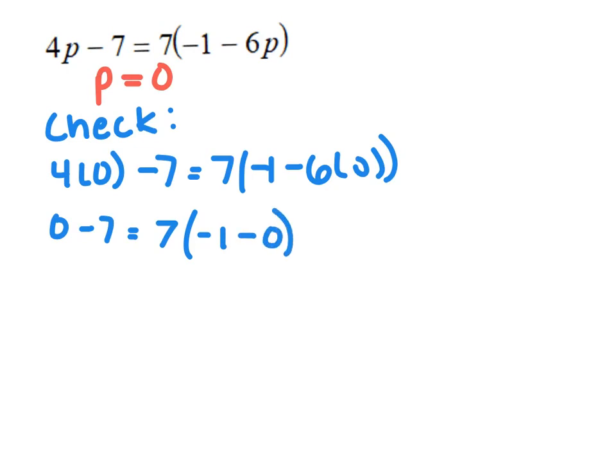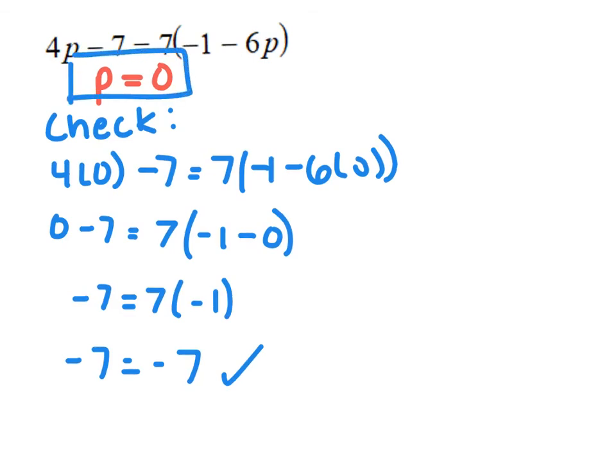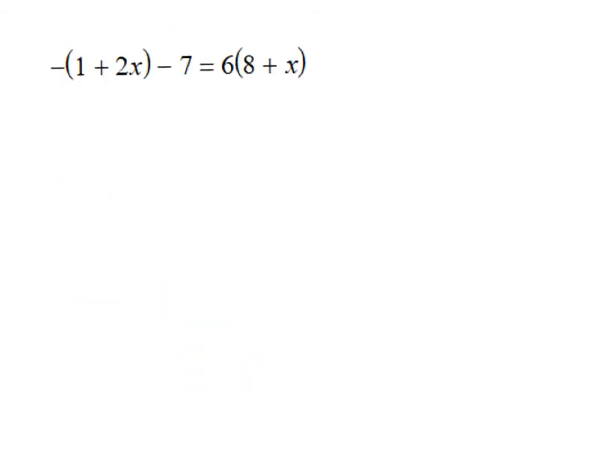So 0 minus 7 becomes negative 7. And negative 1 minus 0 is negative 1. And when I finish, I get negative 7 is equal to negative 7. Since this is true, the answer is that p is equal to 0.